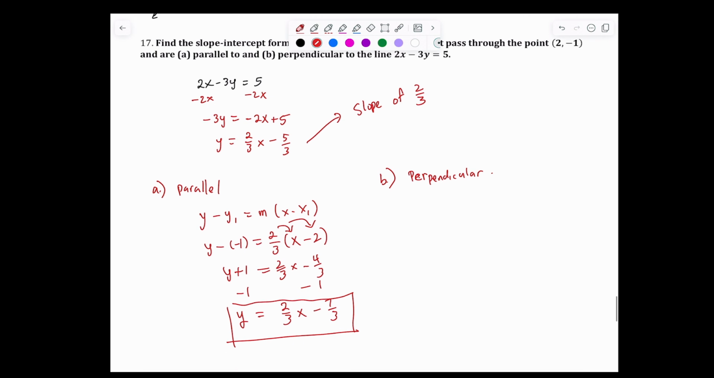Okay, so same point-slope form of the line that we're going to use to find the equation. The difference here, though, is that we're going to plug in the point again, except the slope this time we want to be the negative reciprocal of 2/3. So that means 2/3 times m equals -1. So m equals -1 over 2/3, which is equivalent to saying -3 over 2. So that's the slope we need.